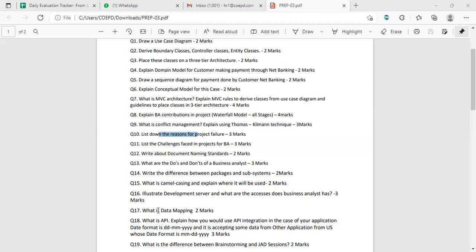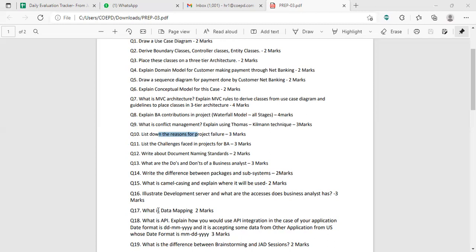Now, 14th question talks about what is the difference between a package and a subsystem. This is nothing but your object-oriented approach concept. So in the object-oriented approach, before the use case diagram, it is clearly mentioned what is a package and what is subsystem, and what is the difference between the package and the subsystem. So please explain what they are and then write down the differences between the packages and the subsystems.